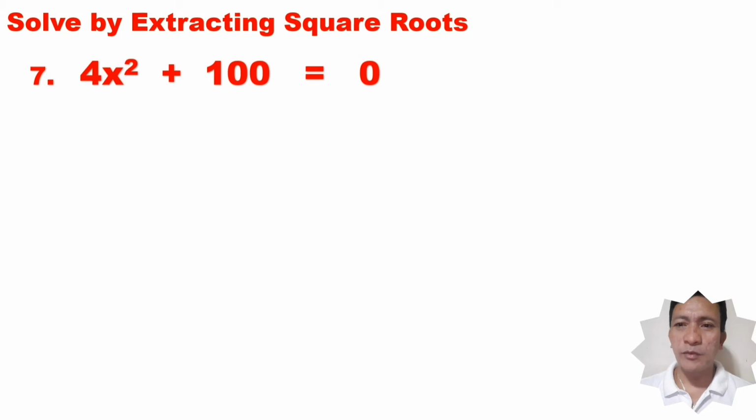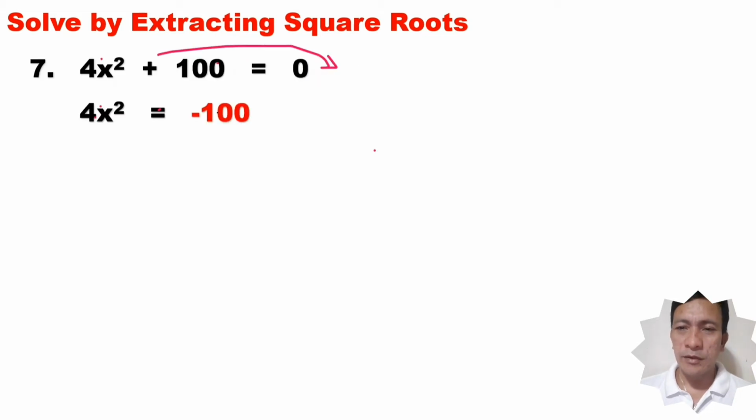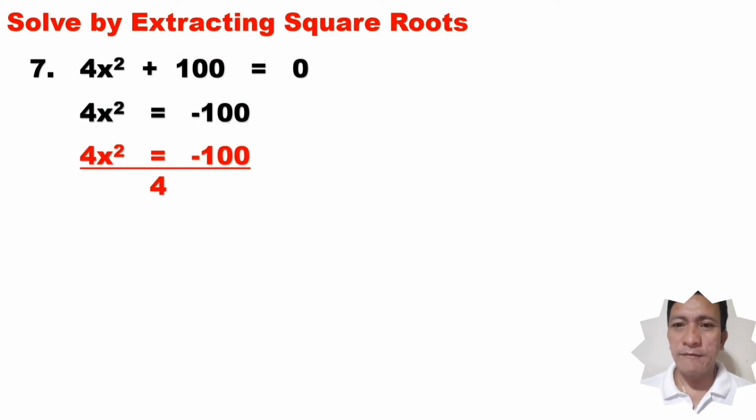4x squared plus 100 equals 0. Transpose 100 to negative 100 on the right. So we have 4x squared equals negative 100. Divide by 4 on both sides, so cancel ang 4 from x squared. Negative 100 divided by 4. So we have x squared equals negative 25.